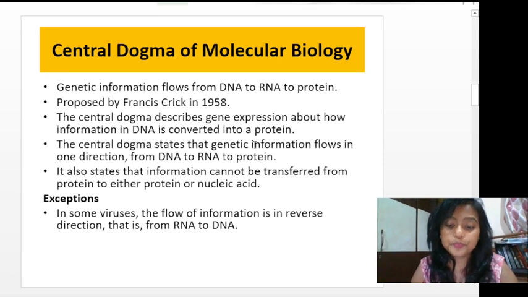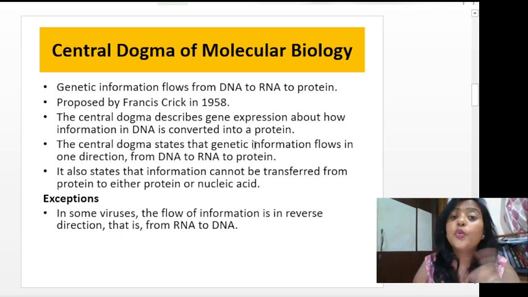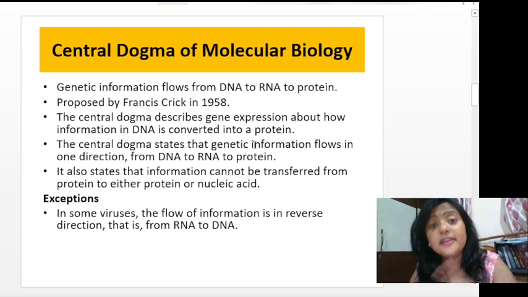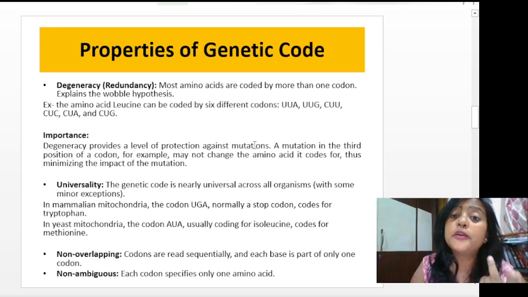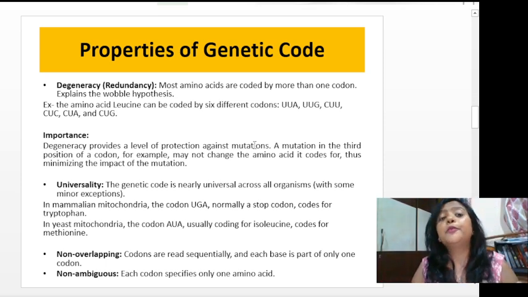So this is expression. In viruses, there's also another step known as reverse transcription, where the information is flowing from RNA to DNA. That's called reverse transcription. Now, what are the properties of the genetic code? Number one property is degeneracy.